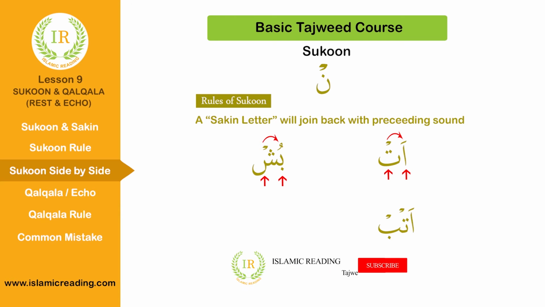If there is a ba sakin after ta sakin, then we will have three sounds, a, t, and b. So the joining sound will be atb. In the second example, if we have ra sakin after sheen sakin, now we have three sounds which are bu, sh, and r. And the combined sound is going to be bushra. This is how two side-by-side sakin letters are pronounced.